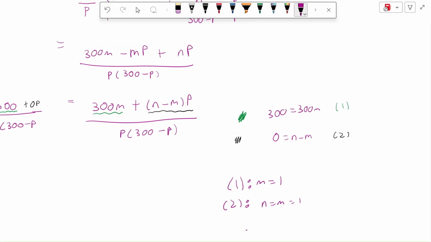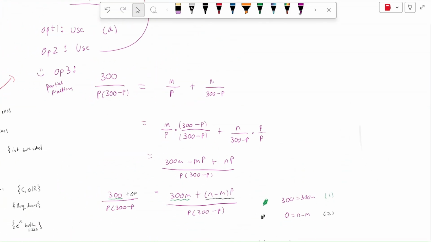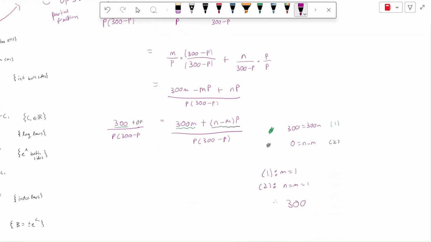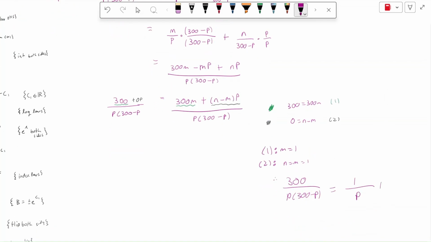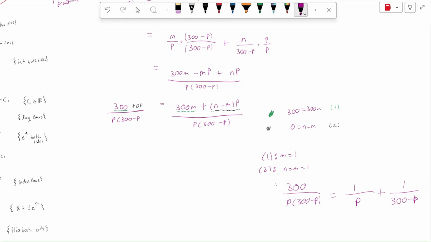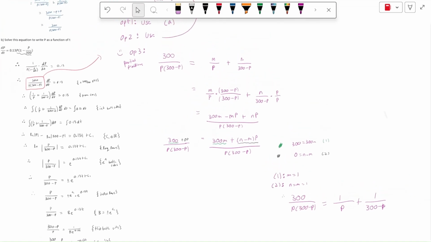So therefore, the original thing is 1 over p and 1 over (300 take p). That's how you prove this thing if you ever get stuck. Like maybe you forgot to put it on your formula sheet or something. You just use partial fractions.